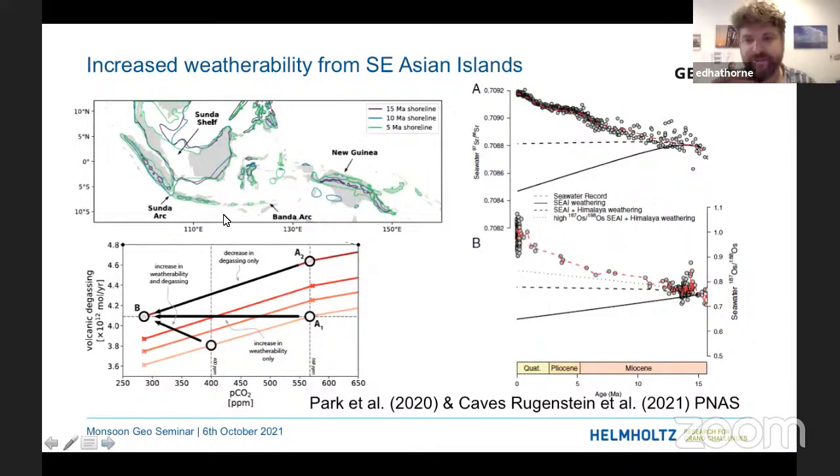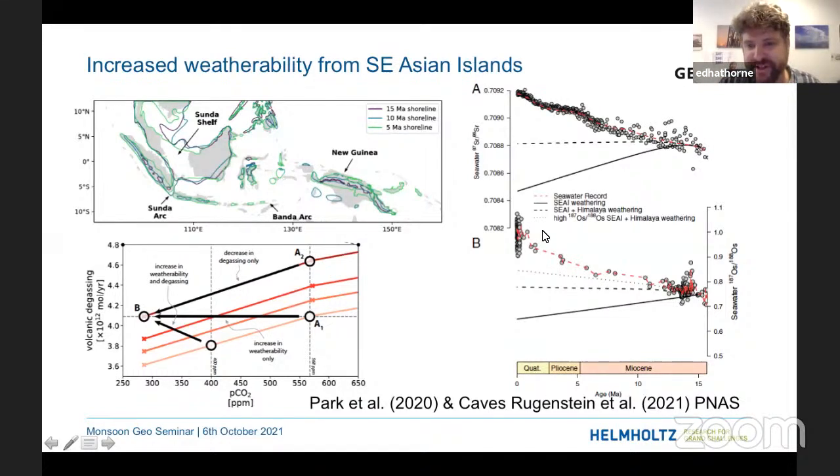Like I said, volcanic rocks are also put forward, and this is a nice paper by Park where they've looked at the change in the Indonesian volcanic islands over time, over the last 15 million years. And as the area has increased, they're saying this would be increasing global weatherability. These volcanic rocks, basalts, are very easily weathered, and this could have reduced atmospheric CO2 for a similar weathering flux.